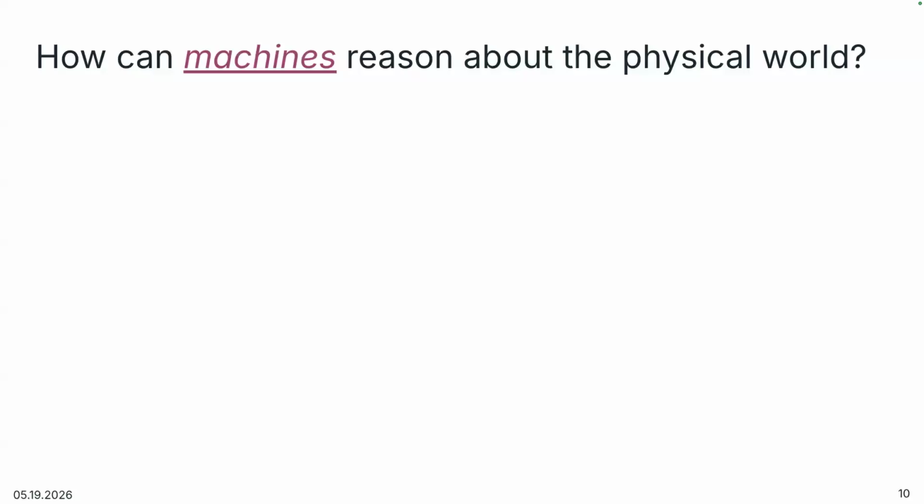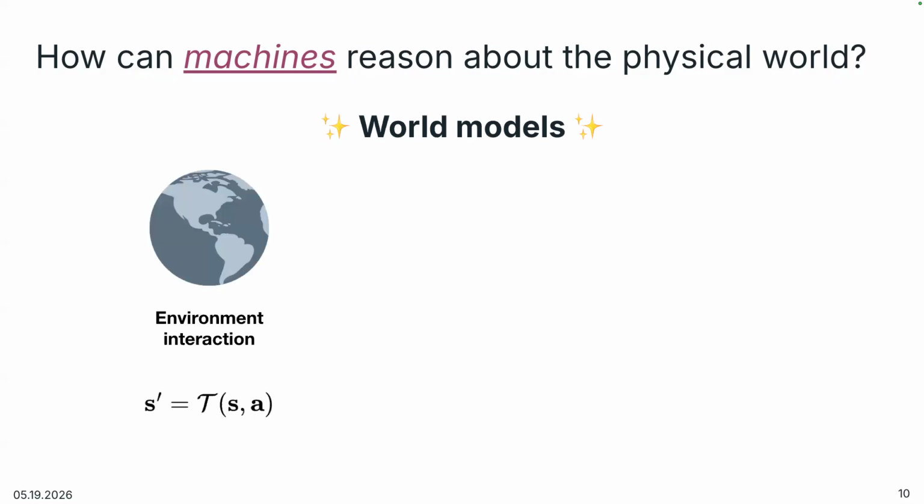And so that begs the question of how do machines reason about the physical world, or how should they reason about the physical world? The thing that I've been working on mostly in my PhD is the concept of world models. We'll be talking a lot about that today. The general idea of a world model is that you have a lot of interaction data with, say, a robot interacting in the real world.